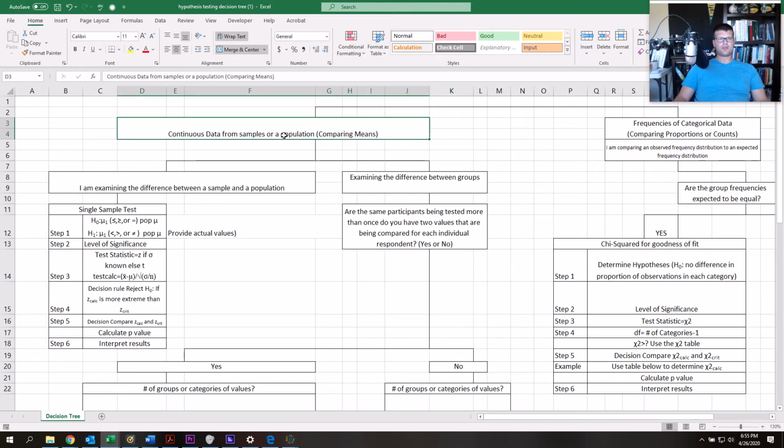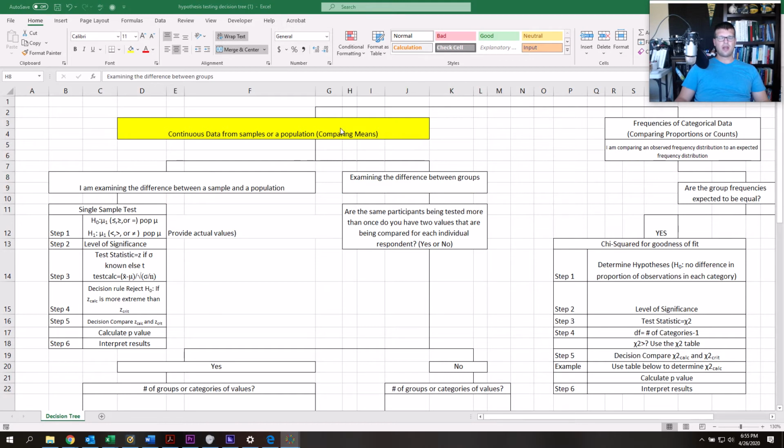Are we dealing with continuous data from samples in a population, or are we dealing with frequencies, counts of categorical data? And we're dealing with continuous data, okay? So then are we examining the difference between a sample and a population, or examining the difference between groups? This is a little confusing because you're like, I don't know what we're doing. We're not looking at 2 different groups, but we are actually looking at 2 different groups.